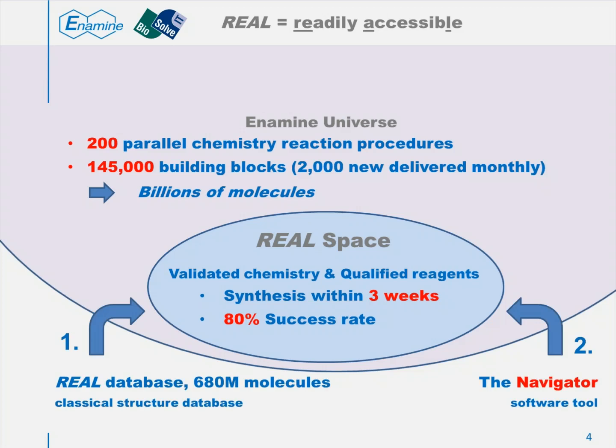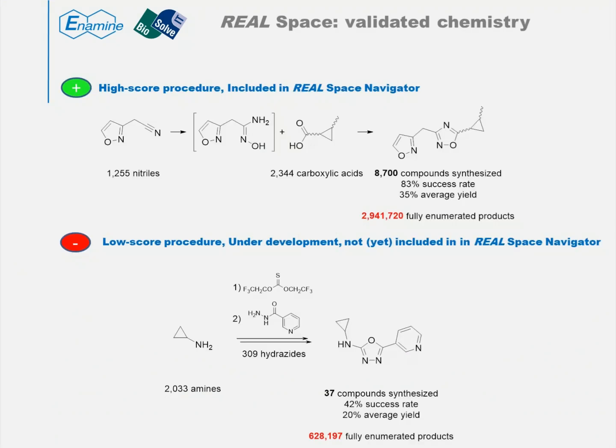So far we have 2 ways to explore this REAL space. One is our REAL database. The current release of the REAL database is 680 million molecules, and it contains enumerated molecules. It's a classical database. Another way to explore this space is the Navigator, the joint product of Enamine and BioSolveIT.